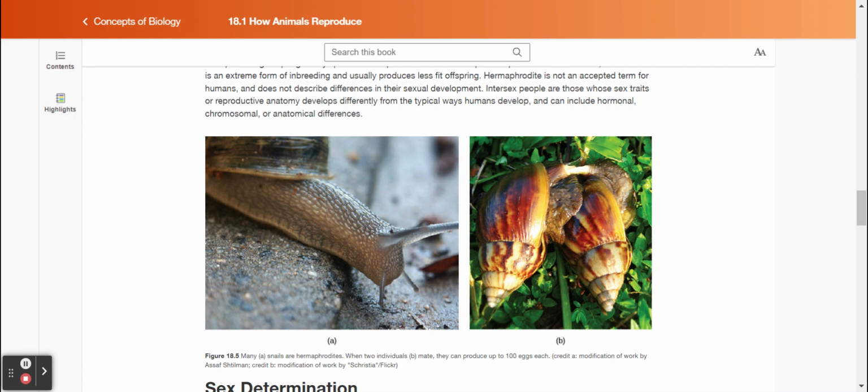Figure 18.5. A. Many snails are hermaphrodites. When two individuals, shown in B, mate, they can produce up to 100 eggs each.